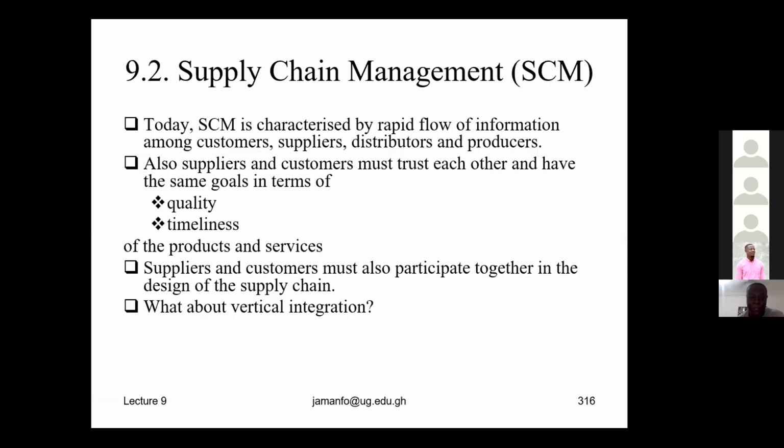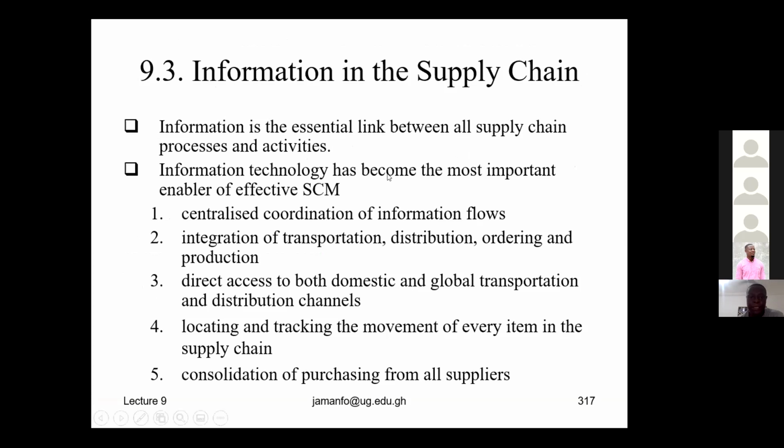Okay, we're almost there. So information is an essential link between all supply chain processes and activities. And information technology has become the most important enabler of effective supply chain management. And I've mentioned some of the technology. Barcode is one, and I've demonstrated how the barcode is used in the retail outlets.